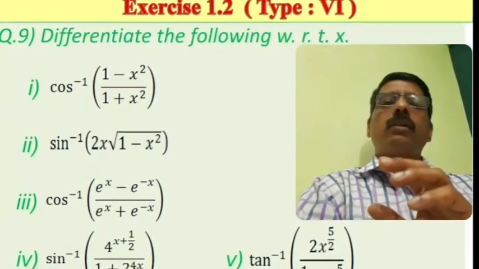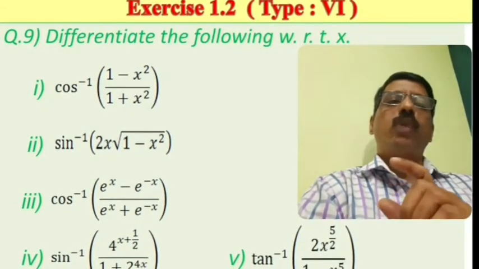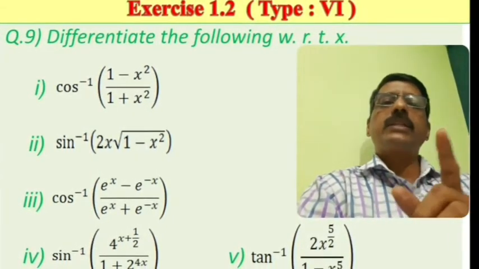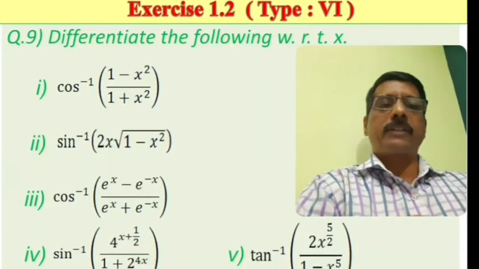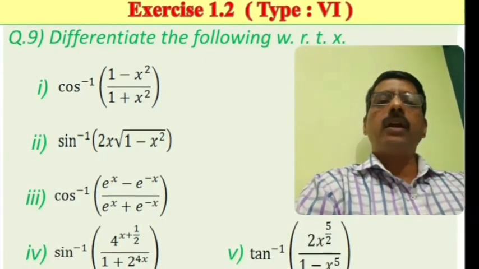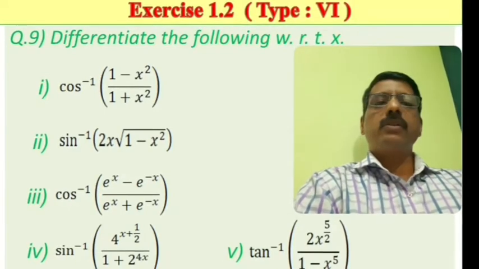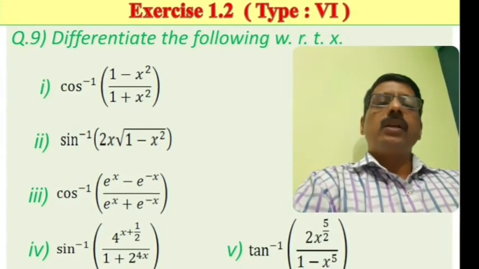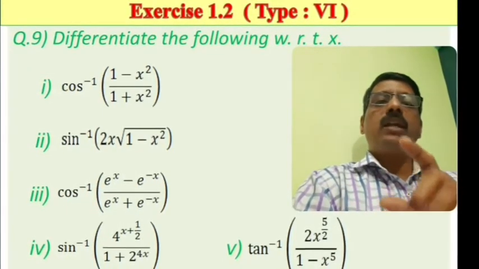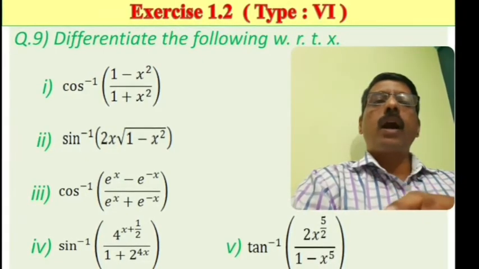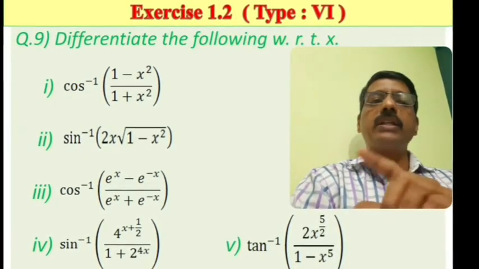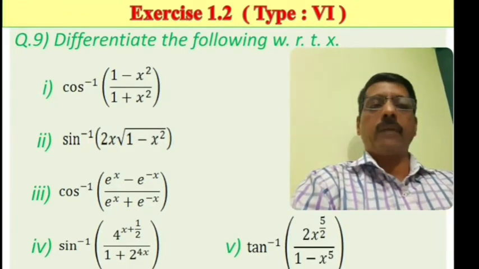Here we take question number 9 from exercise 1.2, that is, differentiate the following functions with respect to x. We are taking 5 examples of this type. These 5 examples are different from the examples which I have already discussed in the last few types.